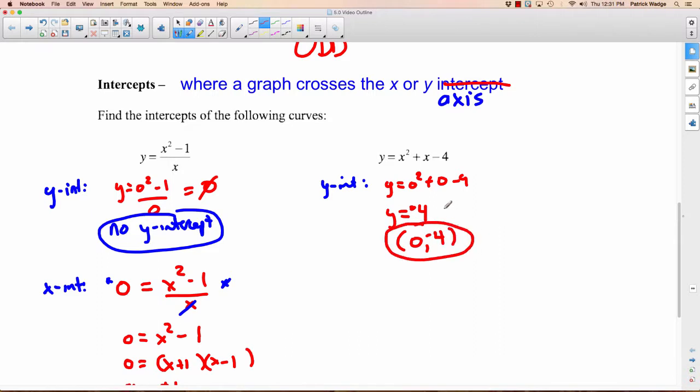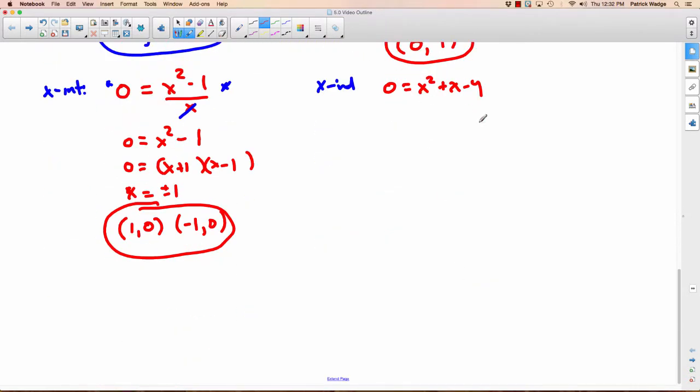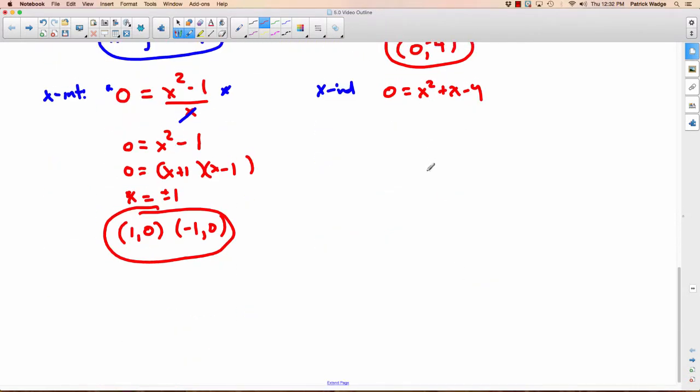Okay, and for the x-intercept, same thing, we're going to put 0 into the y. So you have 0 equals x squared plus x minus 4. It's quadratic, make it equal to 0, we did, and we're going to factor. So to factor, we're looking for two numbers that multiply to 4 and subtract to 1. Multiply to 4, subtract to 1. Wait a minute, there's no such numbers. Uh-oh, what do we do now?